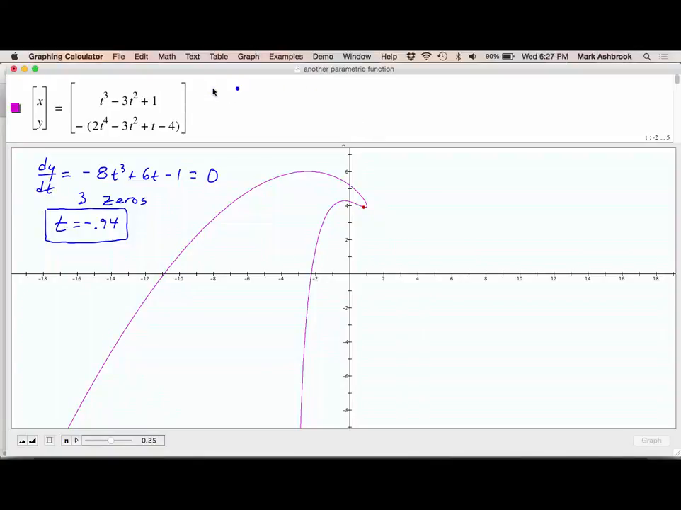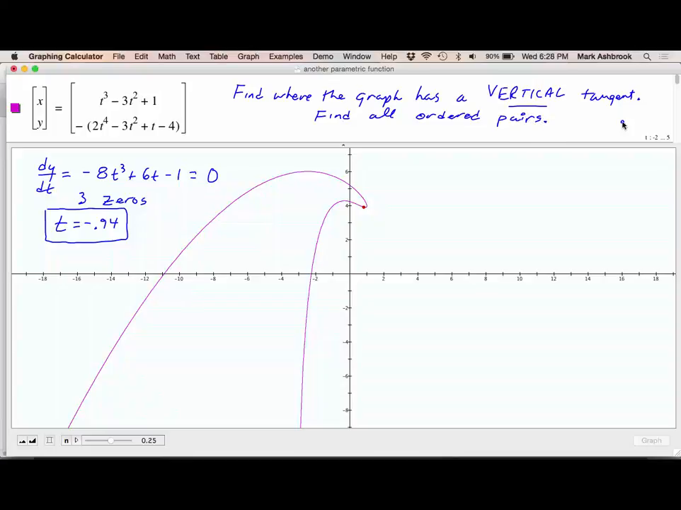Okay, so find where the graph has a vertical tangent. This you can do algebraically. You won't get a cubic, okay? So find where the graph has a vertical tangent. Find the ordered pairs. Go.